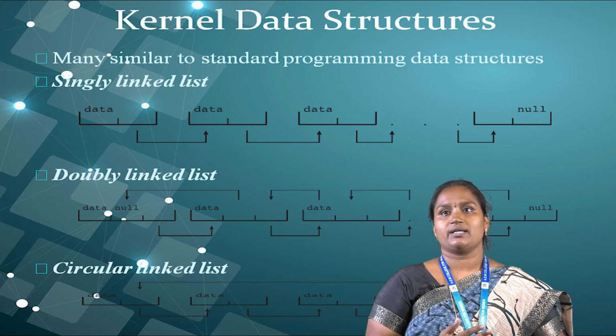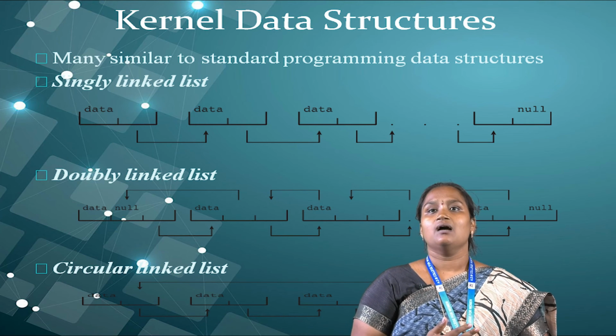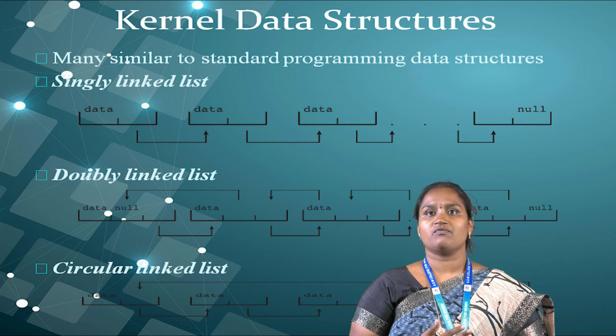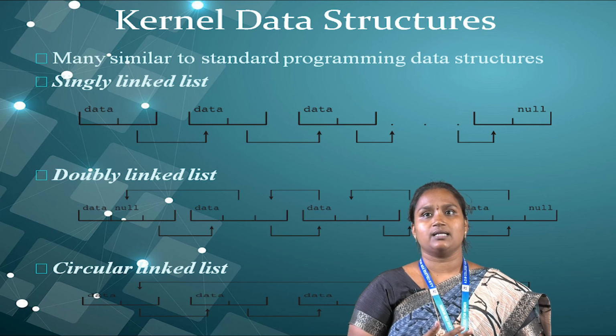Kernel data structures are displayed. This is combined with the linked list. The first one is the linked list, which has 3 types. The first one is the singly linked list, the second one is the doubly linked list, and the third one is the circular linked list.